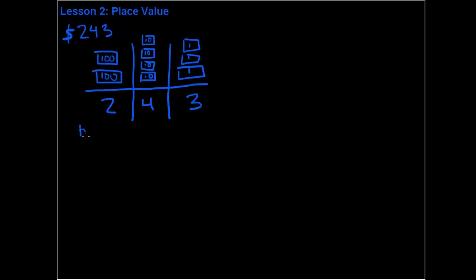So we would say these are the hundreds. This is the tens because I've got 4 tens, and this is the ones place value. So the money helps us look at place value, and we know we've got the hundreds, the tens, and the ones. So let's just practice this real quick, and let's look and see what $555 looks like. So let's take $555 and let's draw that out.